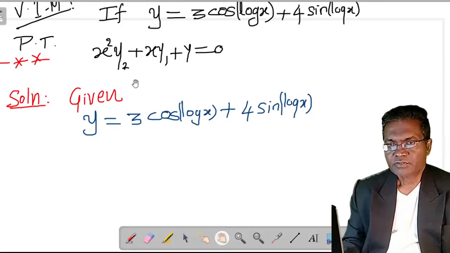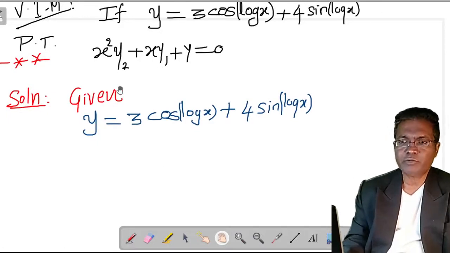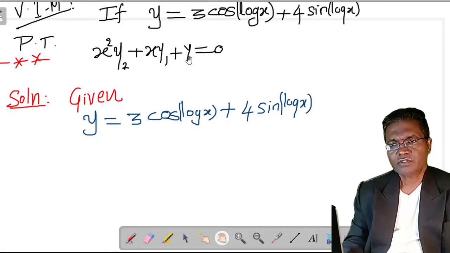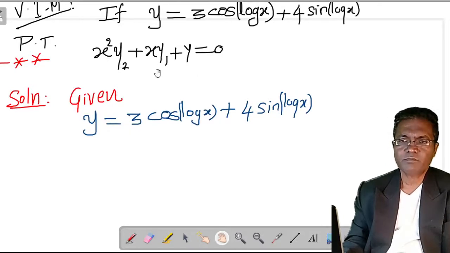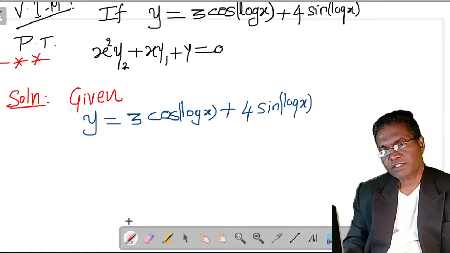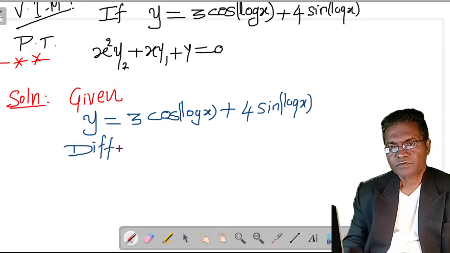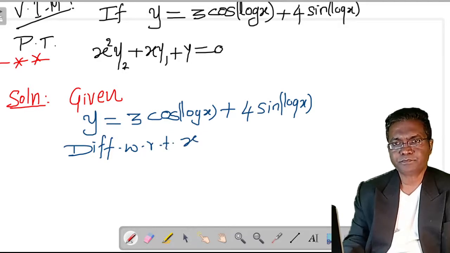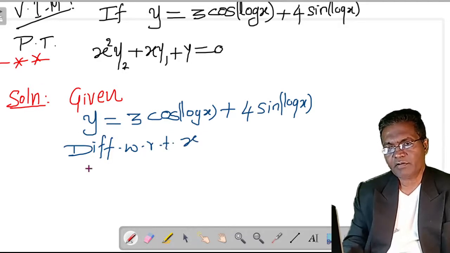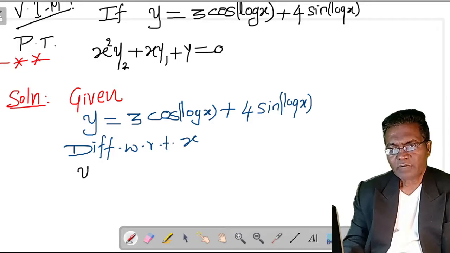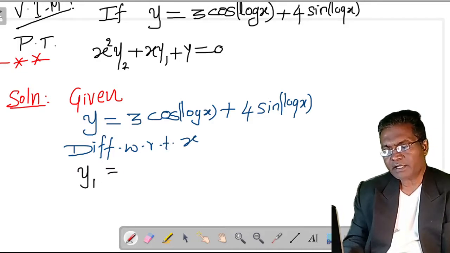Okay, so here y1 means first derivative, y2 means second derivative. If you are given this form, then you can write its derivative in this form also. So differentiate with respect to x. Derivative of y, I write y1. Either you can write dy by dx.